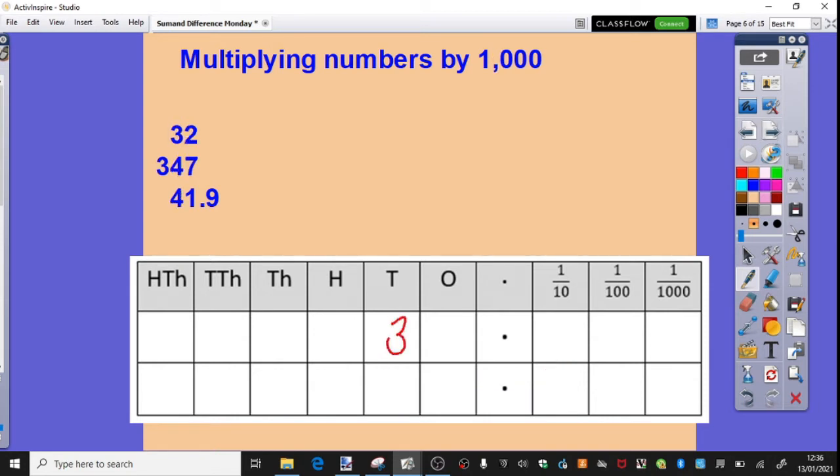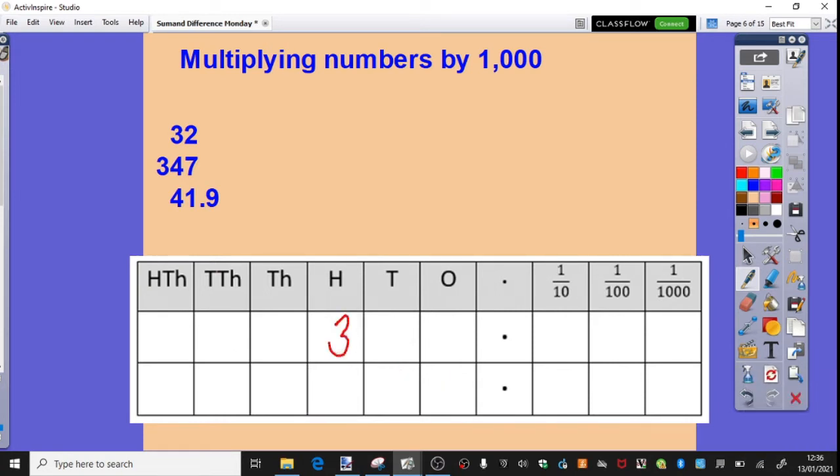And then finally on to timesing by 1,000. We're going to start with 32, and this time we're moving our number 3 places to the left. 1, 2, 3, and our 2 does the same. Put in our place value holders. This time we've got 32,000. So 32 multiplied by 1,000 is 32,000.